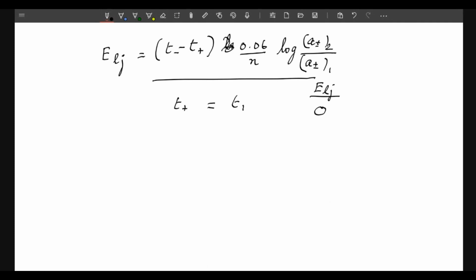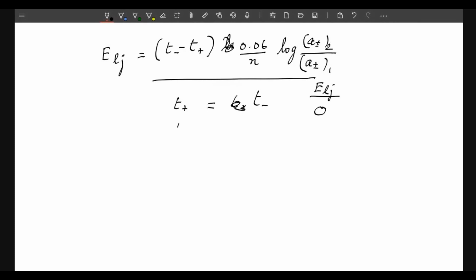Therefore, when will EWT be equal to EWOT? If the transport number of the cation and the transport number of the anion are equal. What do you mean by transport number? The fraction of the current conducted by the anion should be equal to the fraction of the current conducted by the cation. These two fractions should be equal, when T plus plus T minus is equal to 1.